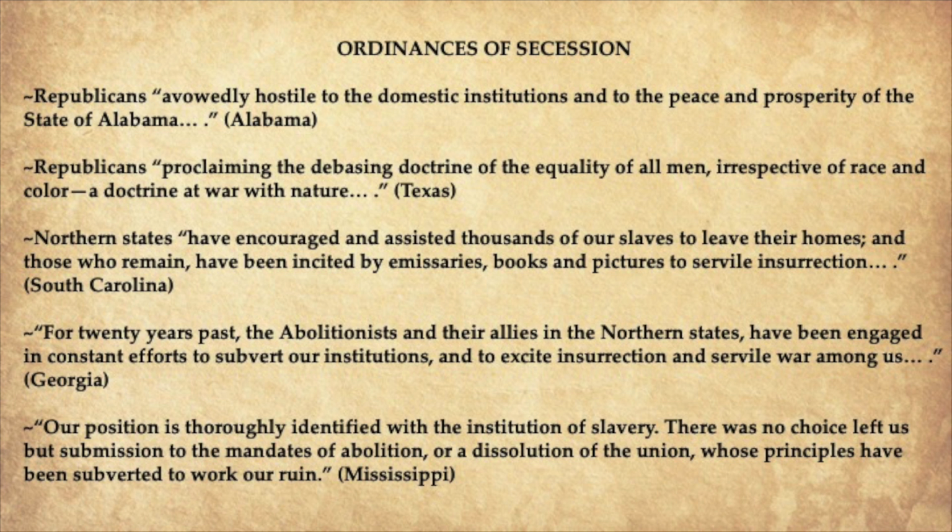For 20 years past, the abolitionists and their allies in the northern states have been engaged in constant efforts to subvert our institutions and to excite insurrection and servile war among us, according to Georgia. Our position is thoroughly identified with the institution of slavery. There was no choice left us but submission to the mandates of abolition, or a dissolution of the Union, whose principles have been subverted to work our ruin, according to Mississippi.